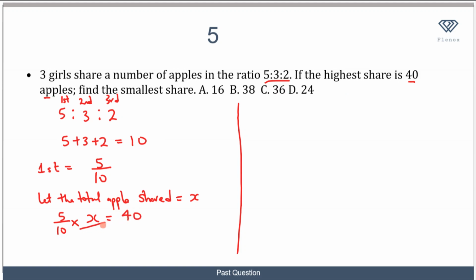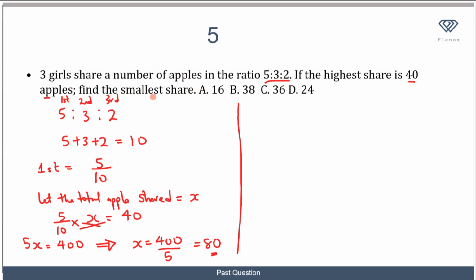So when we cross multiply, we know that 5x is equal to 400, and x will be equal to 400/5, which is equal to 80 apples. So in essence, what this means is that the 3 girls are sharing 80 apples and the first girl received 40 apples. So the question asks us to find the smallest share.